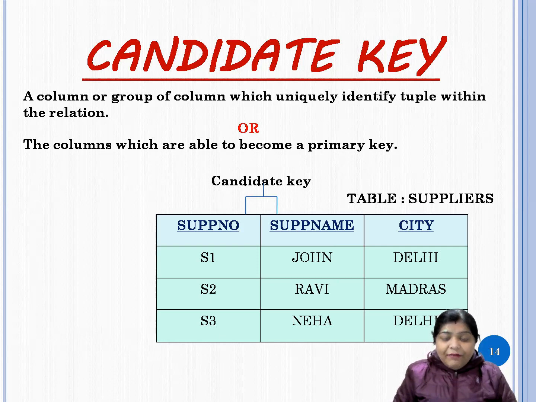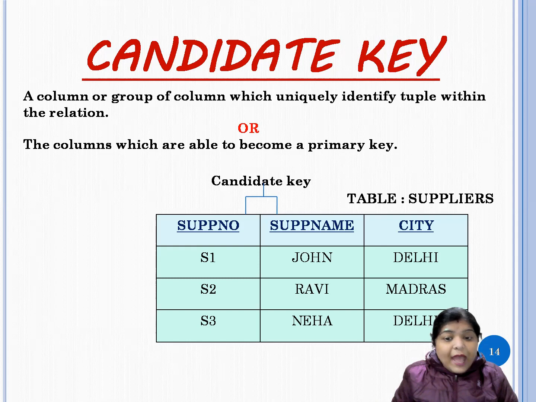For example, if I'm taking a student table, and we have one column roll number and one column class section. Can the roll number be treated as a primary key? No. Roll number cannot be treated as a primary key because every class has the same roll number. If I am saying roll number 14, every class has a roll number 14. How can we treat it as a primary key? So here we have to make a candidate key of roll number plus class plus section.